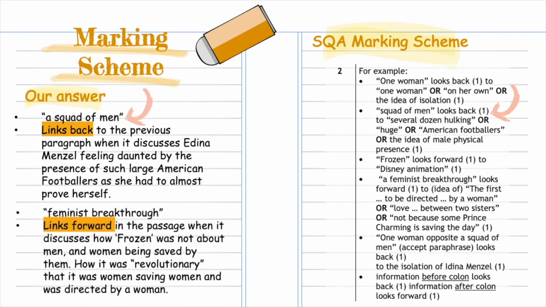The next answer is about a feminist breakthrough. I look into the marking scheme and I see that there's a quote that says feminist breakthrough. I've identified this through the arrow. So I look back and I see if I have glossed on that by it linking forward. I have said that the passage discusses how Frozen was not about men and women being saved by them, how it was revolutionary that it was women saving women and it was directed by a woman. So I see that I also managed to gloss that. So out of 2, I know that I've received 2 out of 2 marks.